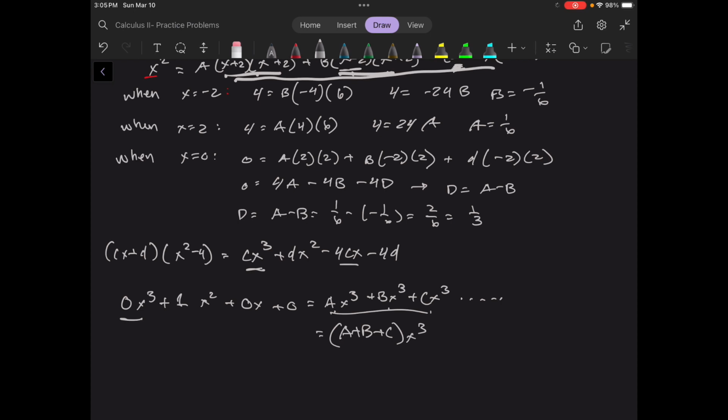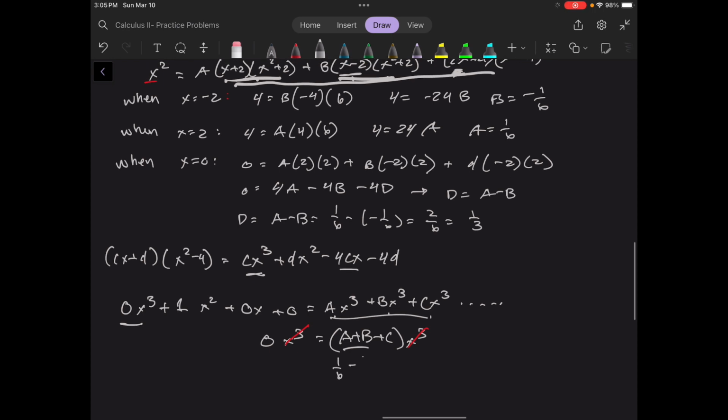That must match up to the other side, equaling 0x cubed, right? So ignore the x cubes. A plus b plus c must equal 0. But we already know that a plus b equals 0, right? Because a is 1/6 and b is negative 1/6. So what is c? Well, 1/6 and negative 1/6 cancel, and you're left with c equals 0, right?